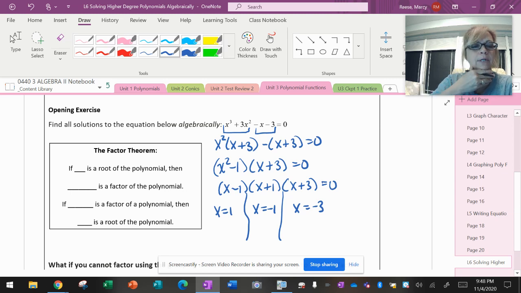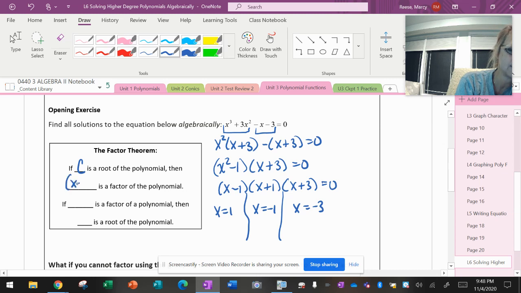So what we're going to talk about today is called the factor theorem. Let's say C could be 1, -1, or -3 for this example. If C is a root of a polynomial, then x minus C is a factor. And you already know that. We just formalize it for you right now. We've been doing it because when you wrote equations, I had to give you the roots and you had to go backwards. Same theory. I don't know actually why I put parentheses around here. Let's change that.